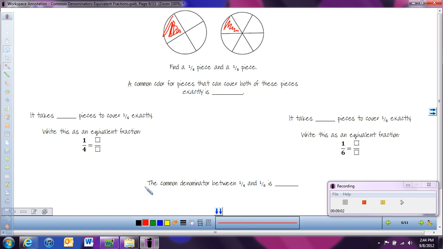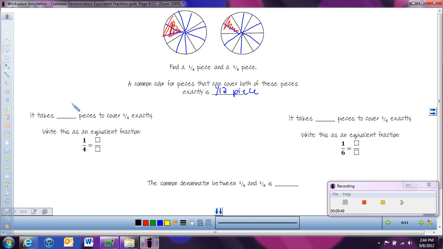And what we want to figure out is a common color, just like a common denominator, for pieces that can cover both of these pieces exactly. Now, you might not be sure because you don't have the fraction circles in front of you, but I know that I can split each of these up equally into 12 pieces, and it'll be covered with the 12 pieces. And I know that I can do the same thing here, cut these each into 2, which will give us 12 pieces. So the 1/12 piece will cover 1/4 of a piece and 1/6 of a piece evenly. And there won't be any left hanging off on either one of these.